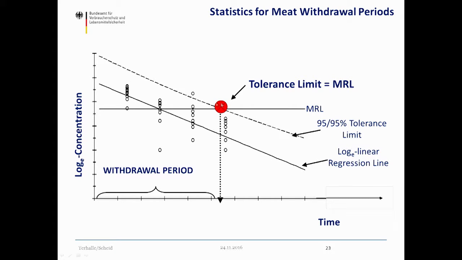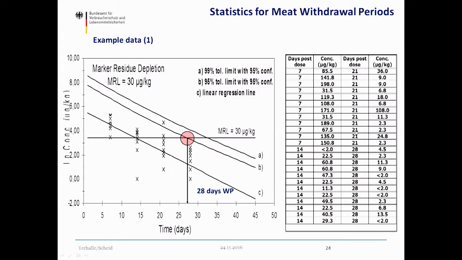And this is the tolerance limit, and you go along this line and check if this is below the MRL. And then you have 95% confidence that 95% of the animals are below this value. And this is a data set, a real data set, and this has been assessed. And the withdrawal time was 28 days. These are the data. You can recalculate this if you want.